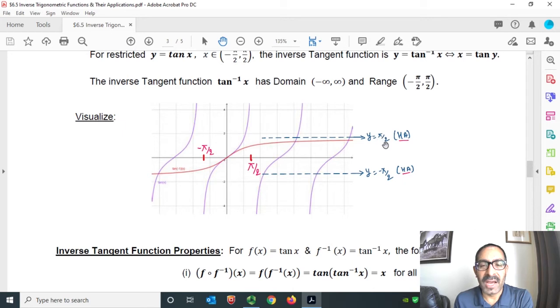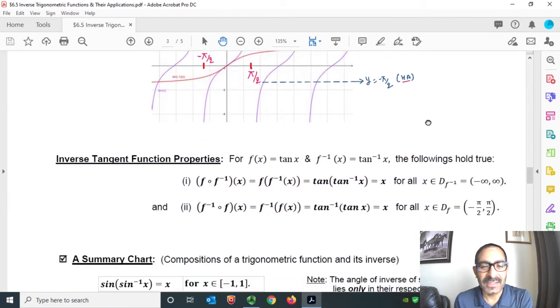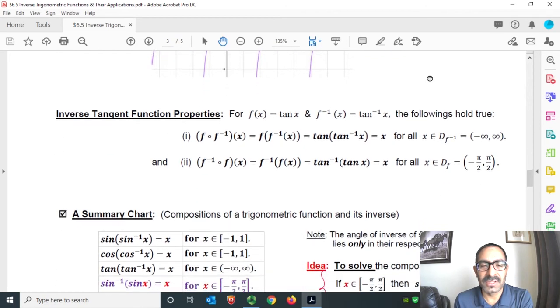At y equals pi half and y equals minus pi half are the horizontal asymptotes for the inverse tangent function here. I hope this makes sense to you all. Now let's move on. Next, let's talk about inverse tangent function properties.